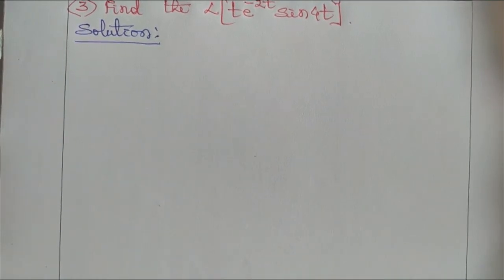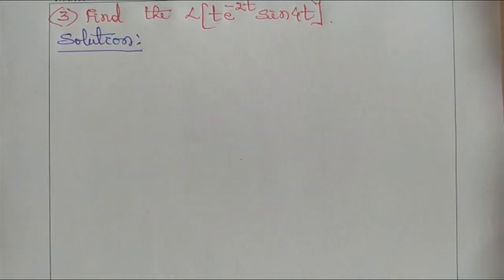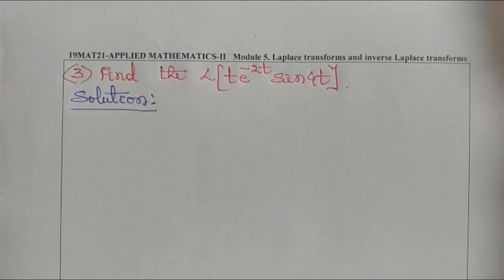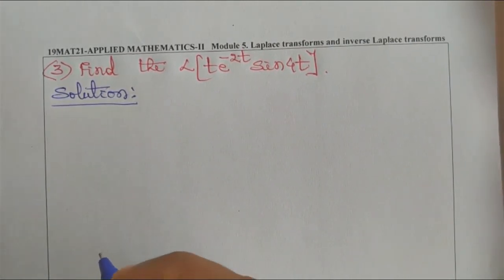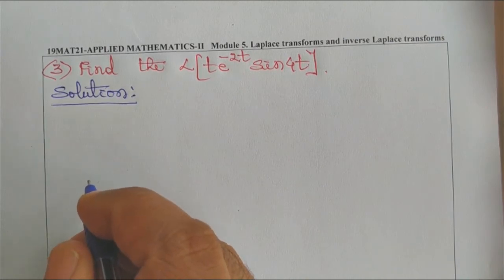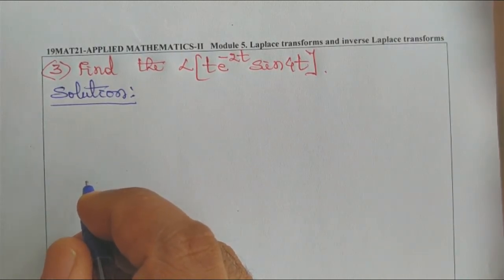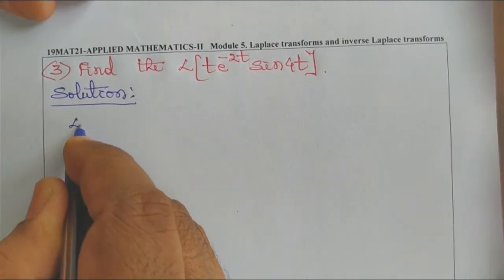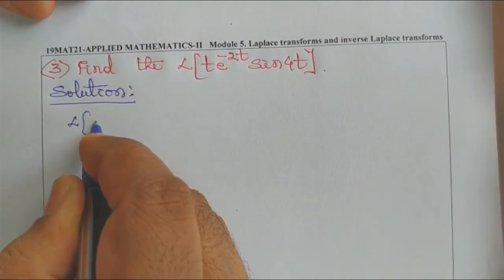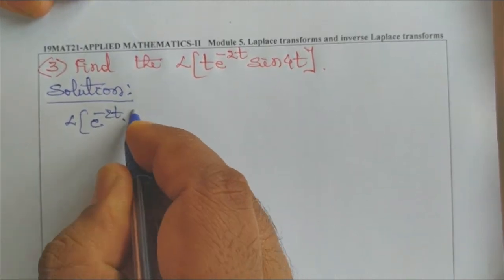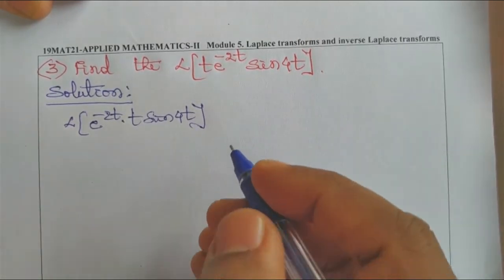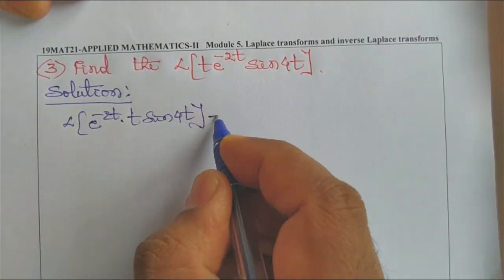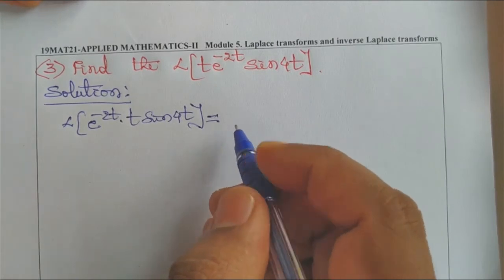Now problem number 3. Find the Laplace transform of t into e to the power of minus 2t sine 4t. So how to do this one? You take it like this: Laplace of e to the power of minus 2t into t into sine 4t. You arrange this in this form, using the first shifting property.